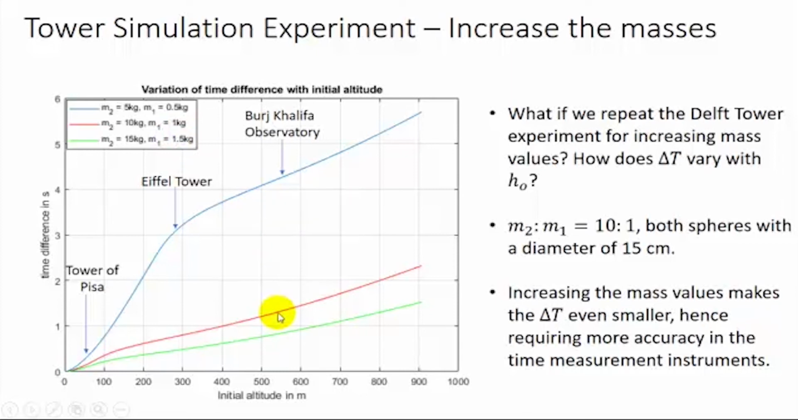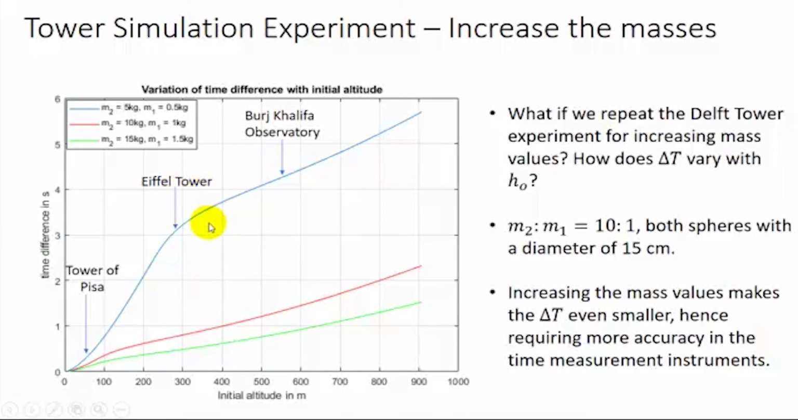Again, in all three cases we maintain the 10 to 1 ratio, and the diameter of the spheres is always 15 centimeters. Again, we plot the initial altitude at which the experiment is conducted against the time difference in seconds required for the two masses to reach the ground. Well, not required, but recorded. When the two masses reach the ground, there is a small time difference, delta t.